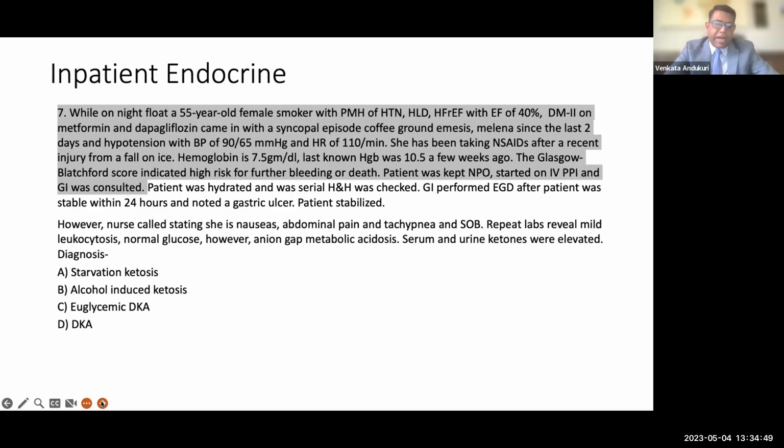Repeat labs revealed mild leukocytosis, normal glucose, however, anion gap metabolic acidosis. Serum and urine ketones were elevated. In fact, urine glucose was also elevated. So what is the diagnosis? Starvation ketosis, alcohol-induced ketosis, euglycemic DKA, or frank DKA?